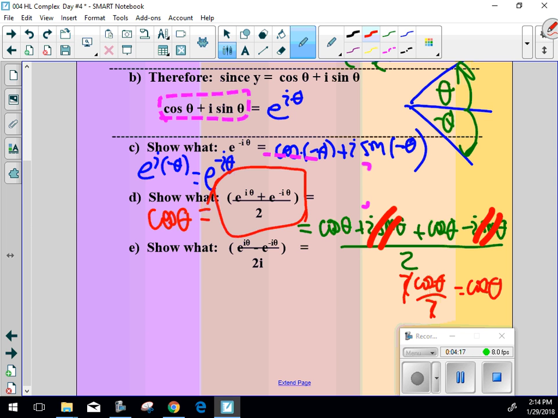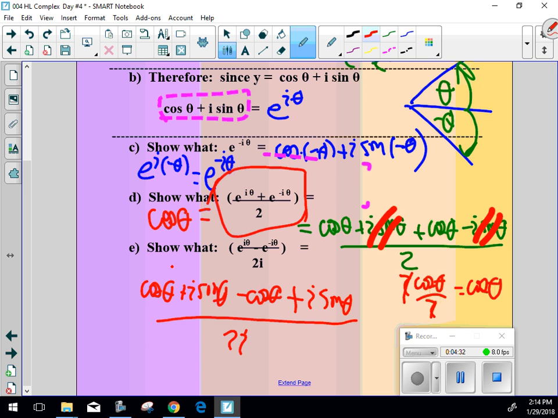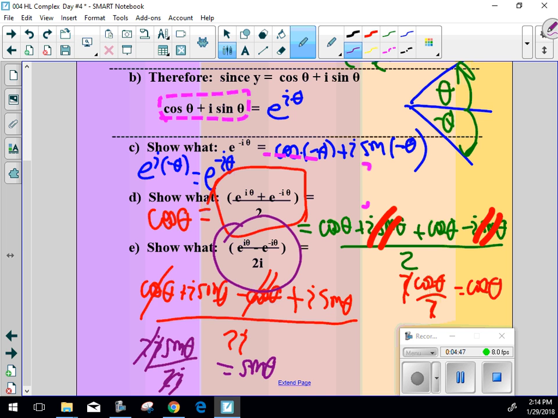Now this one is the same thing, cosine theta plus i sine theta, but they're just going to subtract cosine theta minus a negative i sine theta. So when you divide by 2i, this time the cosines are going to cancel, and you're going to be left with 2i sine theta over 2i. And what's left now? Sine theta. So this is what sine theta is equal to. Yeah, very cool.